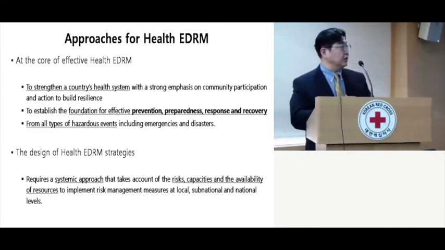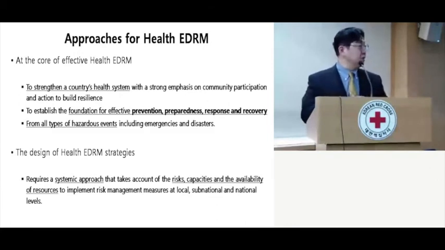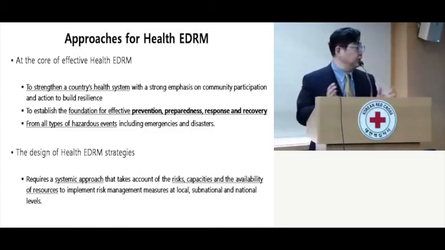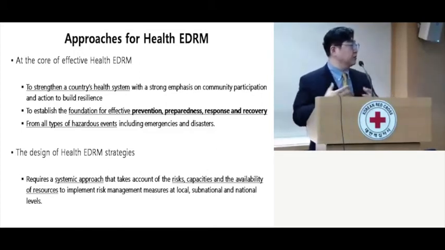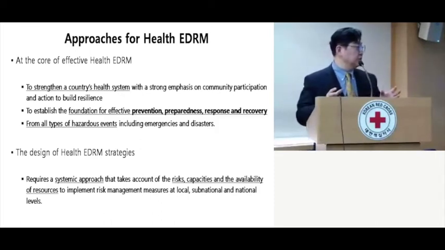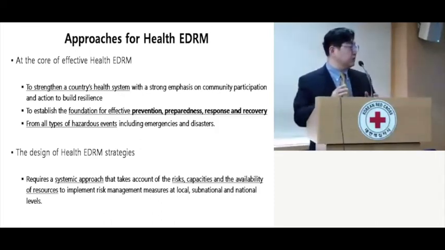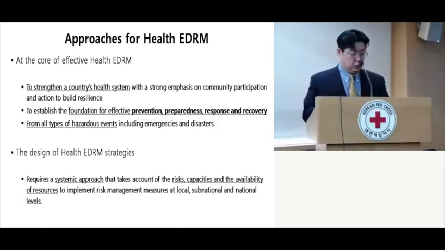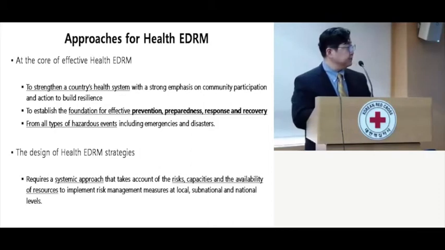So in terms of approach for health EDRM, local communities should take part in the activities, and we also have to establish the foundation for effective prevention, preparedness, response, and recovery. And we also have to think about how we go forward from all types of hazardous events, including emergencies and disasters. This requires a systemic approach that takes account of the risks and capacities.